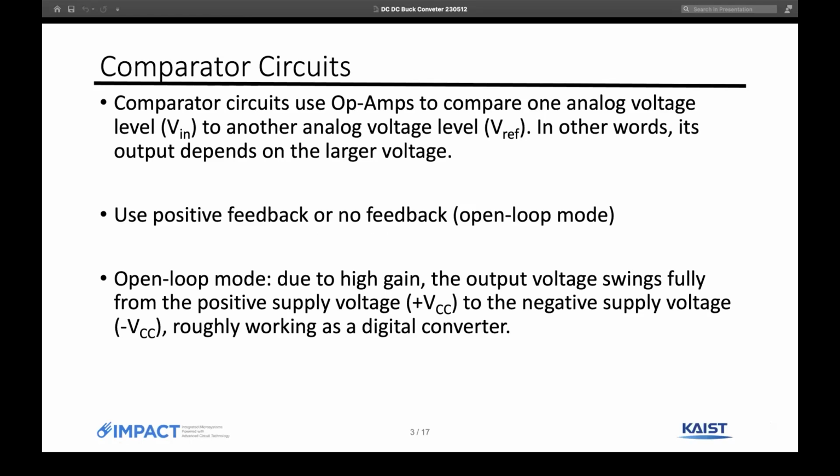What is a comparator circuit? A comparator circuit uses op-amps to compare two voltages. One is the analog input voltage Vin, and the other is an analog reference voltage Vref. We compare these two voltages, and depending on the comparison, the comparator circuit gives different outputs. One special type is the open loop comparator circuit, where the output voltage swings fully from the positive supply voltage plus VCC to the negative supply voltage minus VCC.